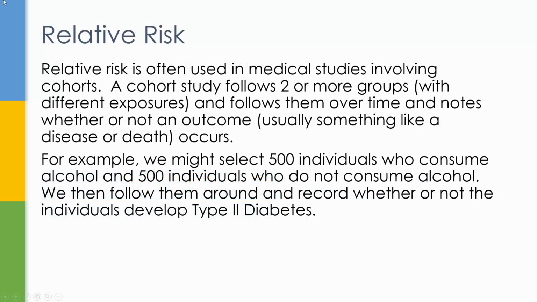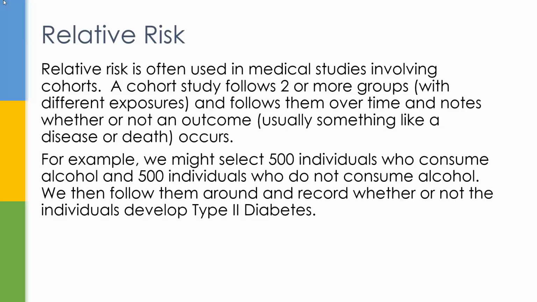Okay, so that first one we had there was a randomized controlled trial. And another kind of study that uses relative risk is called a cohort study. Here you start with two or more groups with different exposures and follow them over time. So we're starting at the beginning, following these two groups of people, and then noting whether or not an outcome occurs. In medical studies, usually that outcome is something like disease or death.